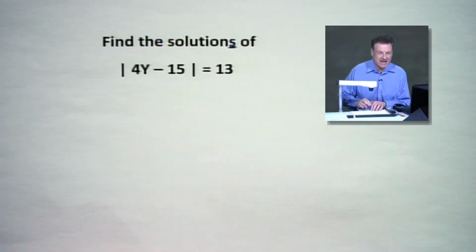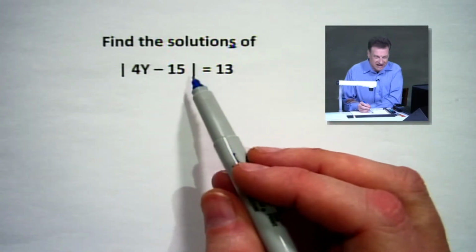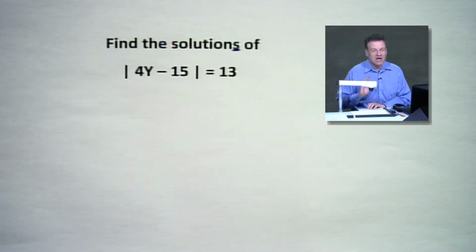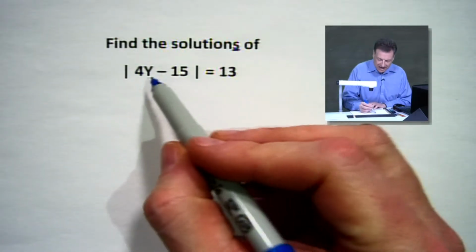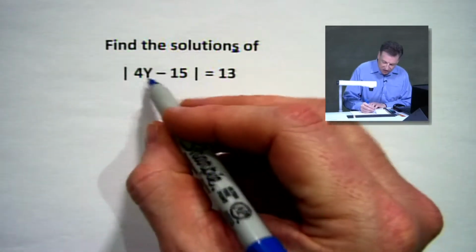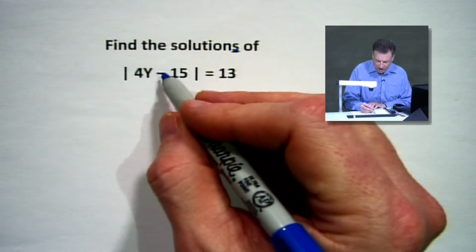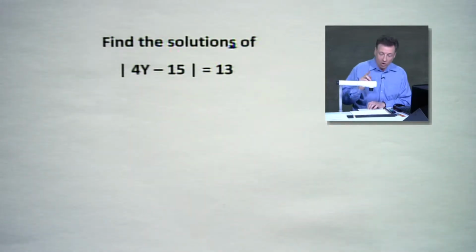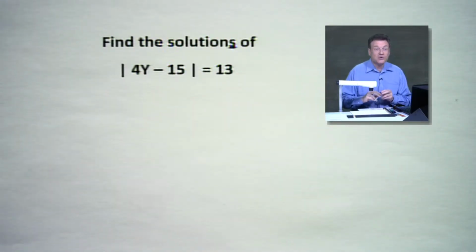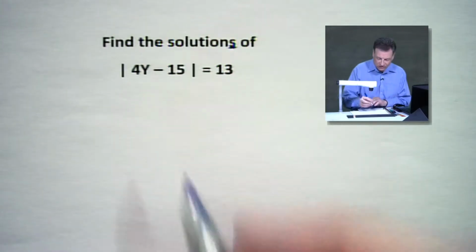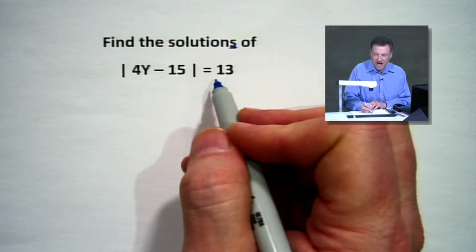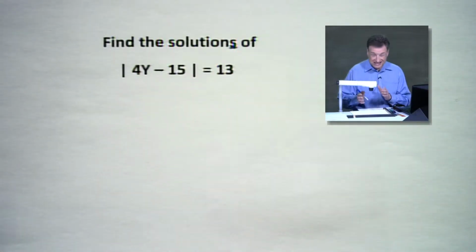See why I said it's so important to know the word solutions. This one's going to have more than one answer, because there are two ways to make this equation true on both sides. We need the value inside here, 4y minus 15, to equal 13, or it needs to equal negative 13. Because remember, with absolute value, it doesn't matter whether it's positive or negative inside the bars, the answer comes out positive. It's the distance from 0, and we measure distance always positively.